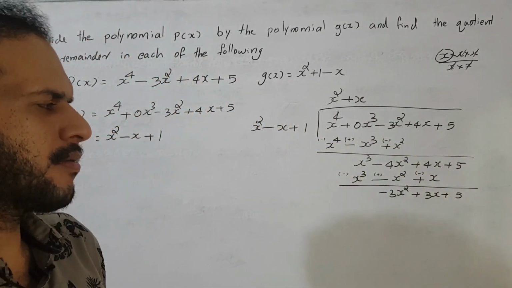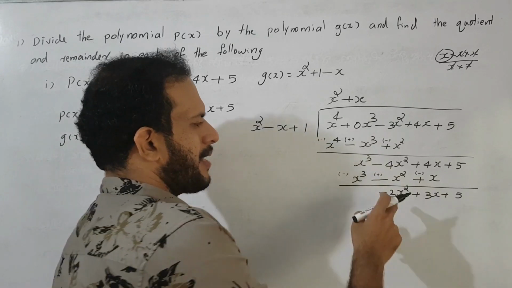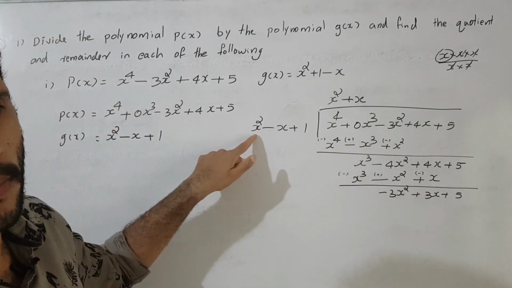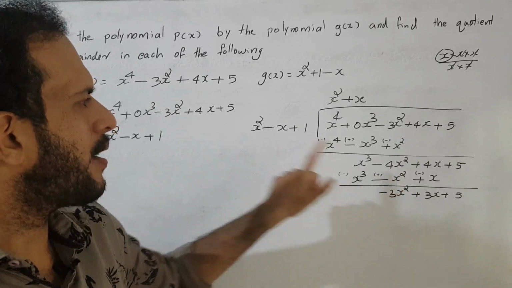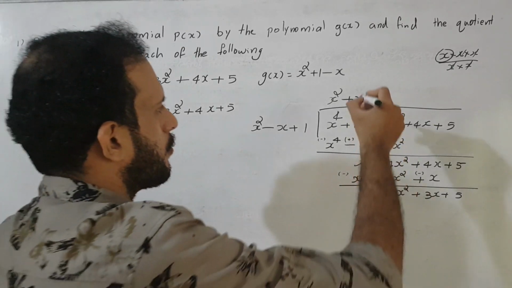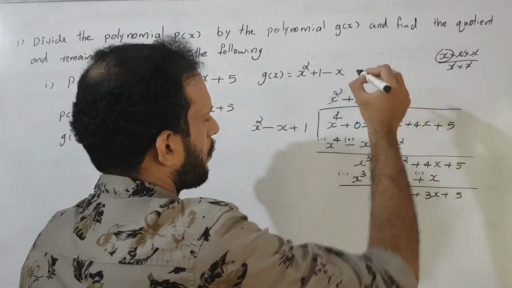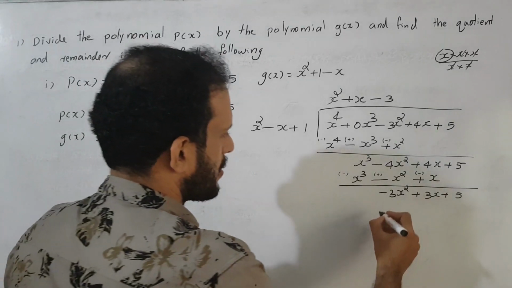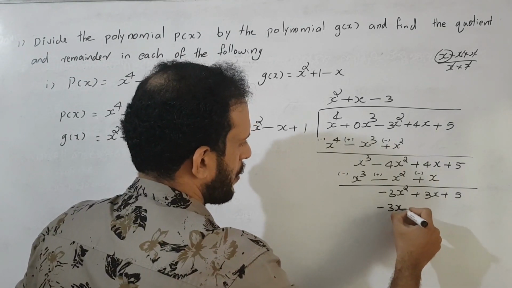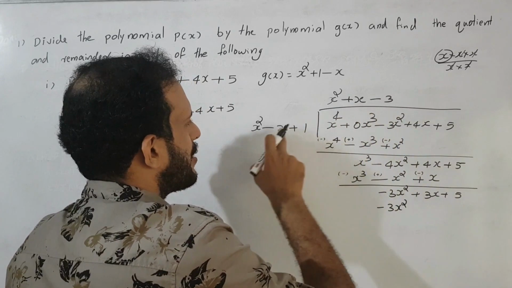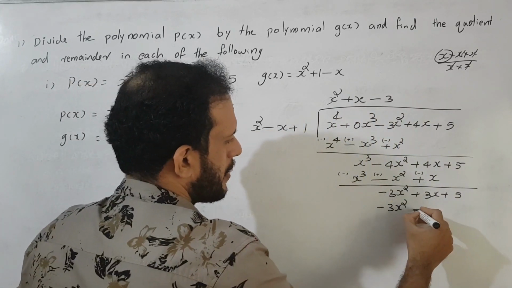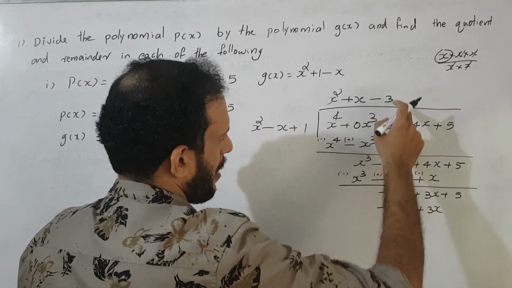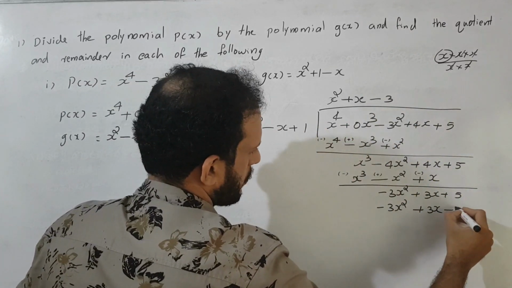4x minus x is 3x. The sign is plus. The next highest term is 3x square. The same power, correct? So it's possible to divide. Minus 3x square divided by x square is minus 3. Then minus 3 into minus x square, yes, minus 3x square. Minus 3 into minus x plus 3x. Minus 3 into plus 1. Minus 3 into plus 1 is minus 3.